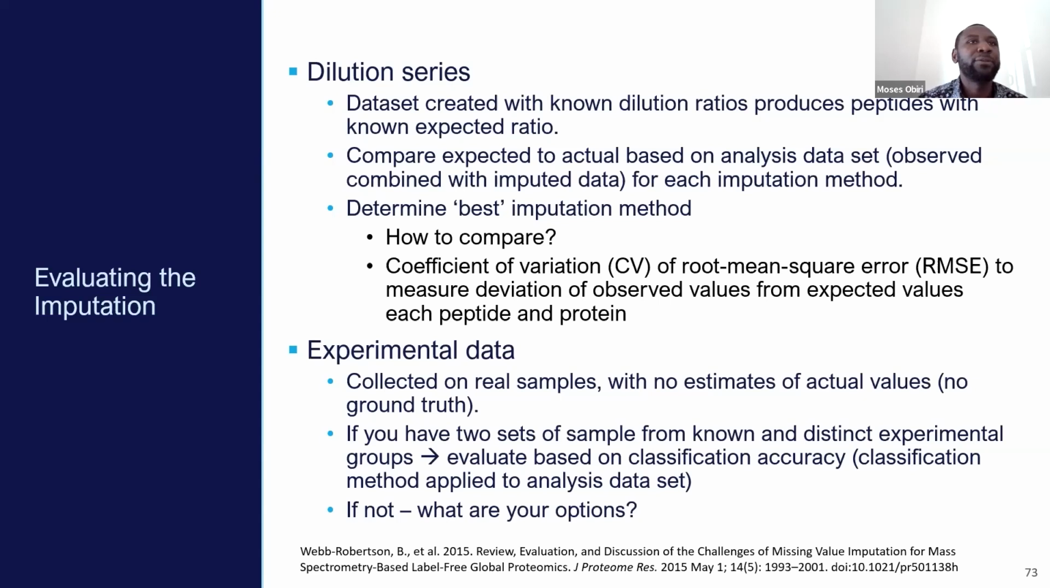For experimental data, if you have two sets of samples and there is a known truth, then you can do the evaluation based on the classification accuracy, that is, a classification method applied to the analysis data set. If there is no ground truth, then it becomes a difficult exercise, and research in this area is still open. What is typically done is that you apply different imputation methods and then combine the results with domain knowledge to choose which imputation method is best for your data set.